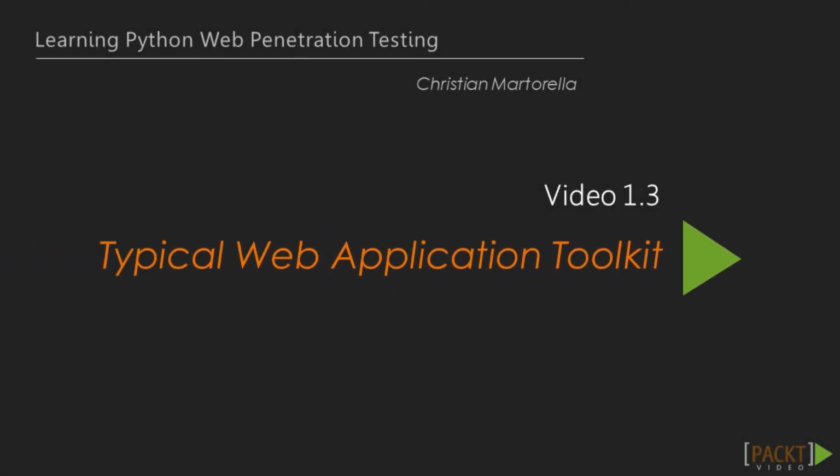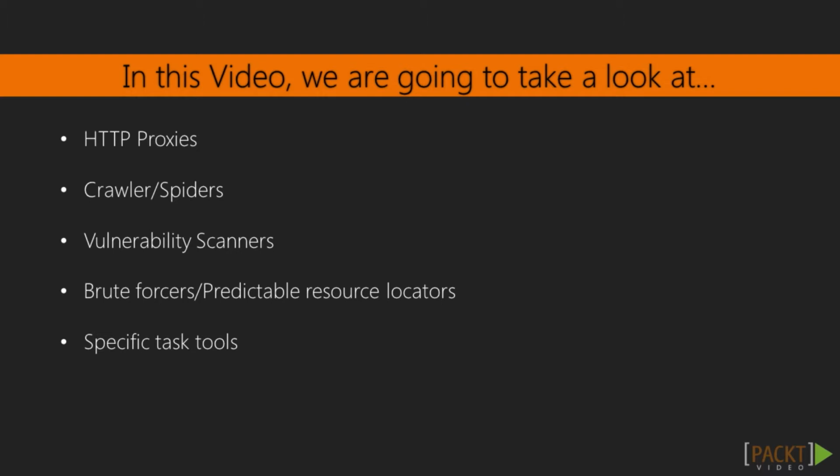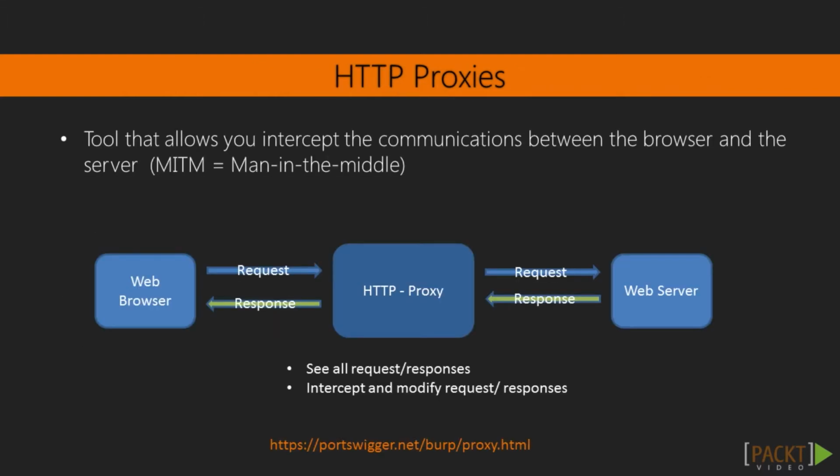Hi, welcome to the third video of Section 1. In the previous video, we learned about penetration testing, the methodology of performing web application penetration tests, and the different areas of interest to look for when testing web applications. In this video, we're going to take a look at the different tools used by security professionals to perform web application penetration tests. We will cover HTTP proxies, crawlers and spiders, vulnerability scanners, brute forcers, and some tools used for specific tasks.